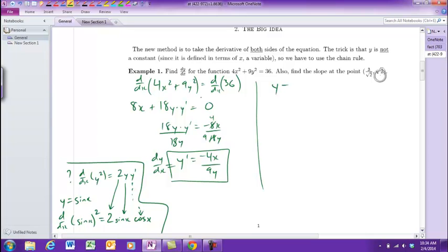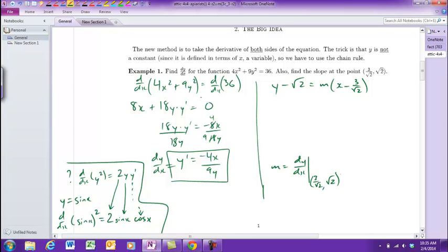This is just going to be y minus y1. Our y1 is the square root of 2, equals m times x minus x1. That's 3 over the square root of 2. And what is m? Well, m is equal to our derivative evaluated at the point 3 over the square root of 2, comma, the square root of 2.